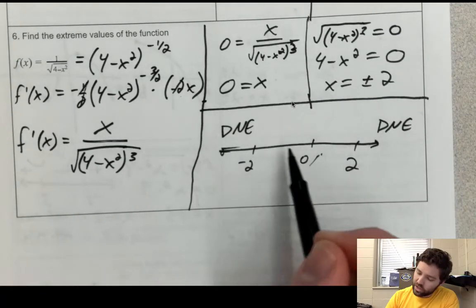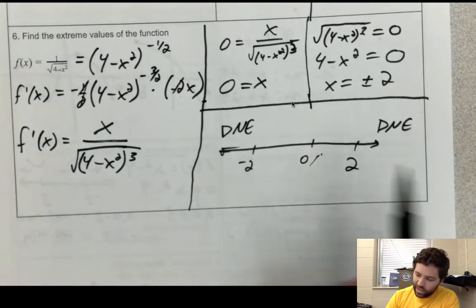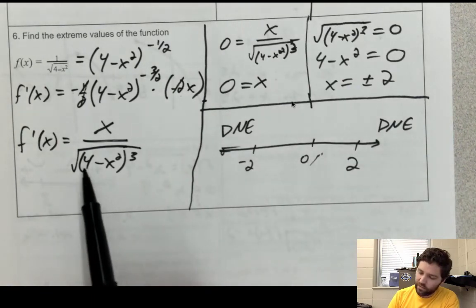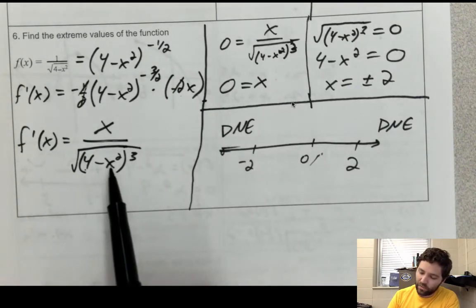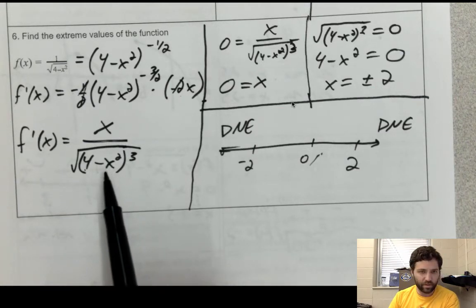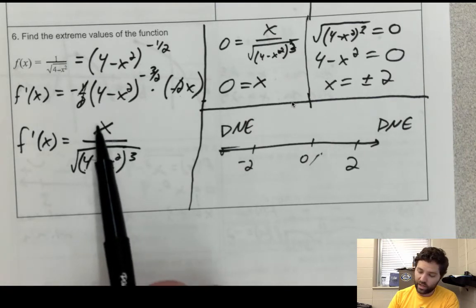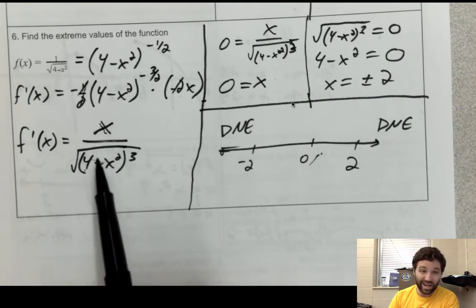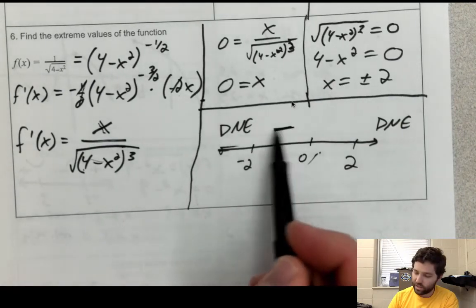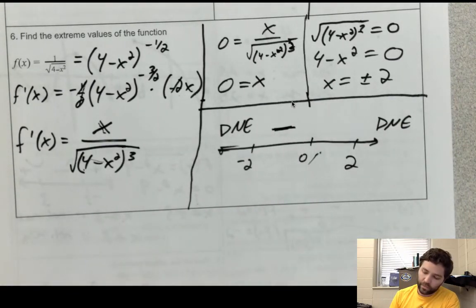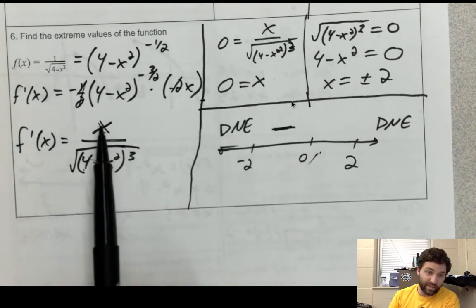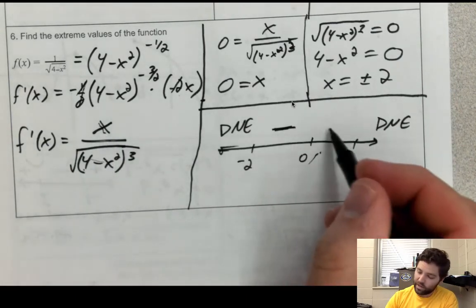Okay, so let's check between 0 and negative 2. I'll just pick negative 1. It's a nice, easy number to compute. So I get 4 minus negative 1 squared, which is positive 1. Actually, I don't actually need to plug that in, right? Because the square root in the denominator is always going to be positive so long as it exists. So if I plug a negative 1 into the top, I'll have negative 1 over a positive number, which means this has to be negative right here. And if I plug in positive 1, I'll have positive 1 over a positive number, which means it's got to be positive right here.